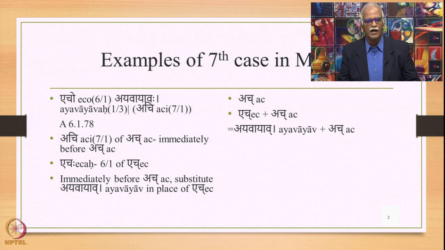Echo yavayavaha. This is 6.1.78. And the word achi continues in this sutra from previous sutras. Achi is in the seventh case. We will study what H is when we look at the third difference between the object language and the metalanguage. Right now, let us focus on the seventh case and its meaning. Achi is the word in the seventh case, 7/1. Achi is the seventh case form of the word ach, which means a vowel. So now what achi means is immediately before ach, that is immediately before a vowel.